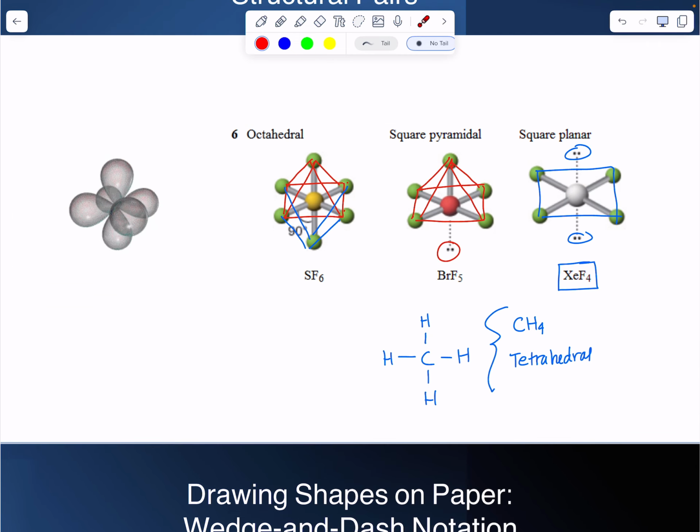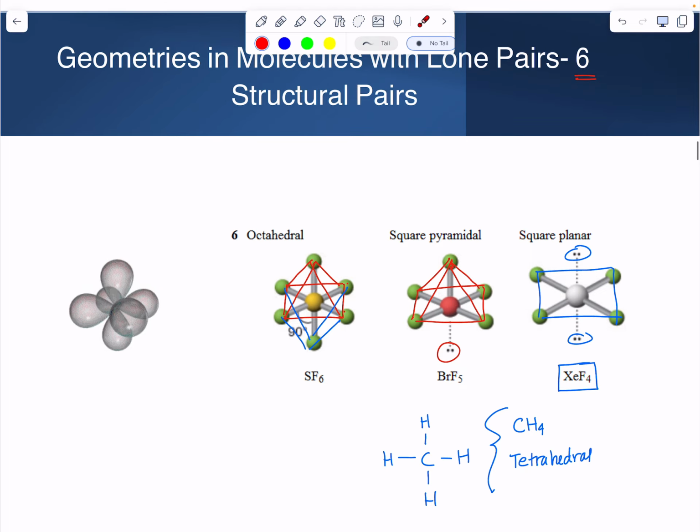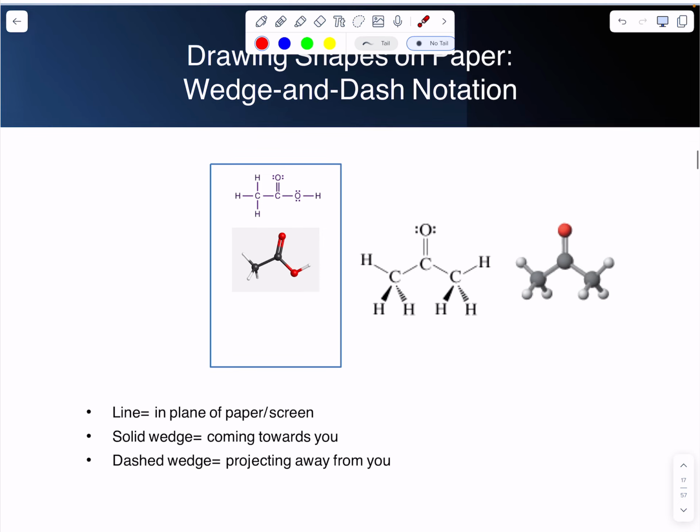All right, so that's the tour of our possible geometries. And we've talked about this before, how when we're drawing things on paper in 2 dimensions, we would like to be able to relay some 3-dimensional information. And so we use what's called wedge and dash notation.